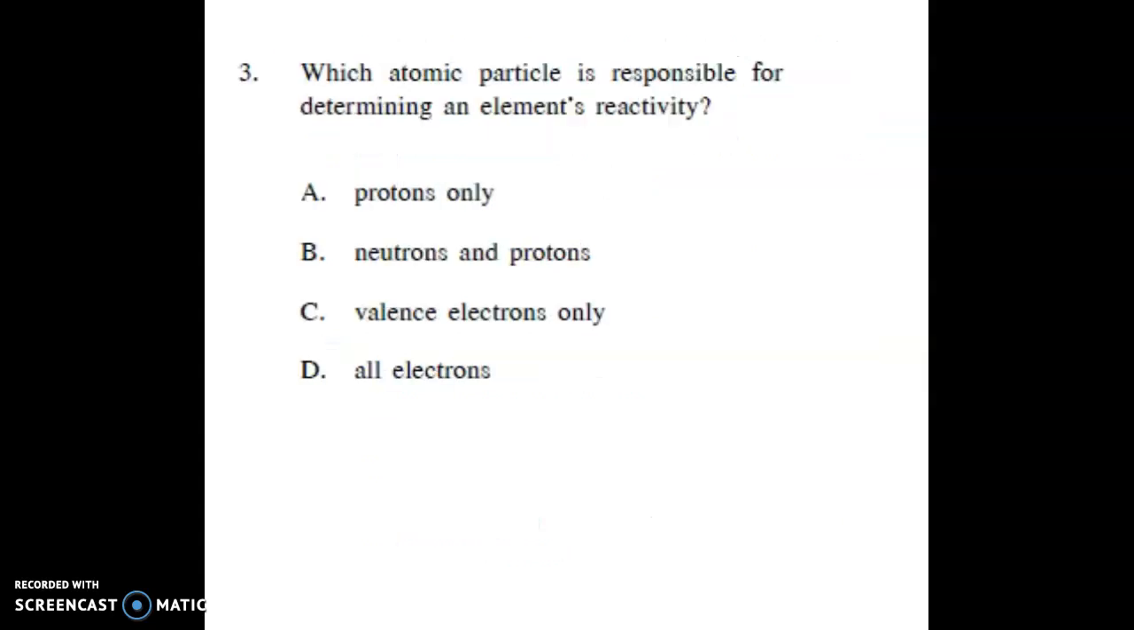Question 3. Which atomic particle is responsible for determining an element's reactivity? A. Protons only. B. Neutrons and protons. C. Valence electrons only. Or D. All electrons.